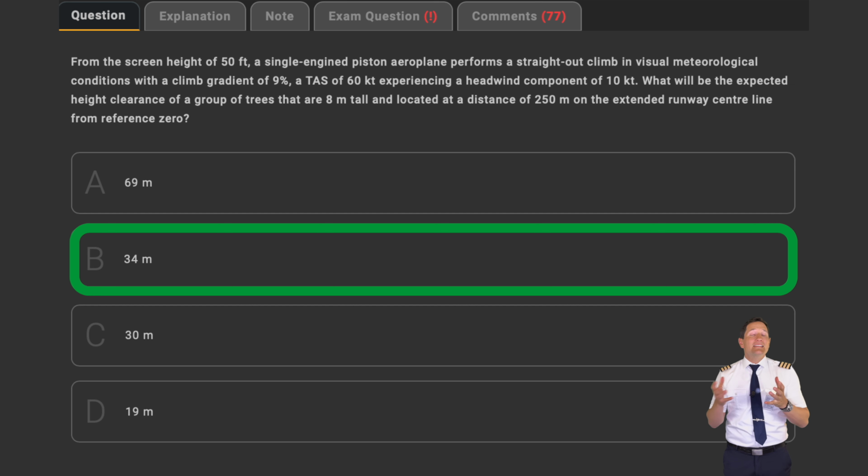We hope this didn't go too fast. The key thing here is that you need to know the formula for the height difference and to read the question carefully and not forget about the initial 50 feet.